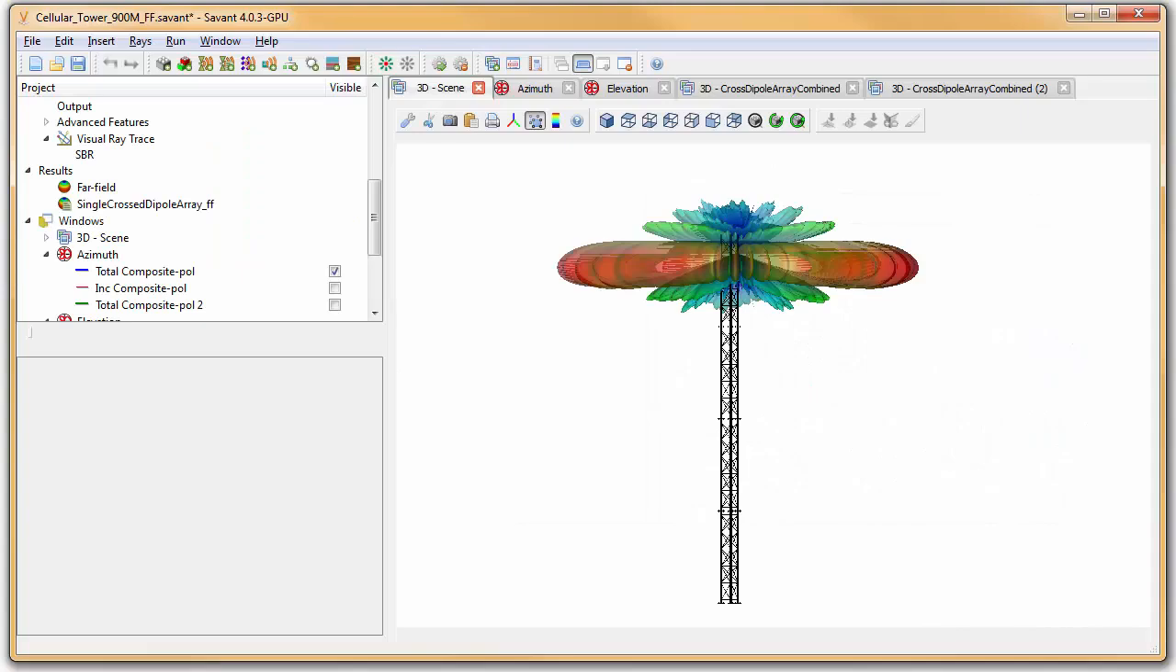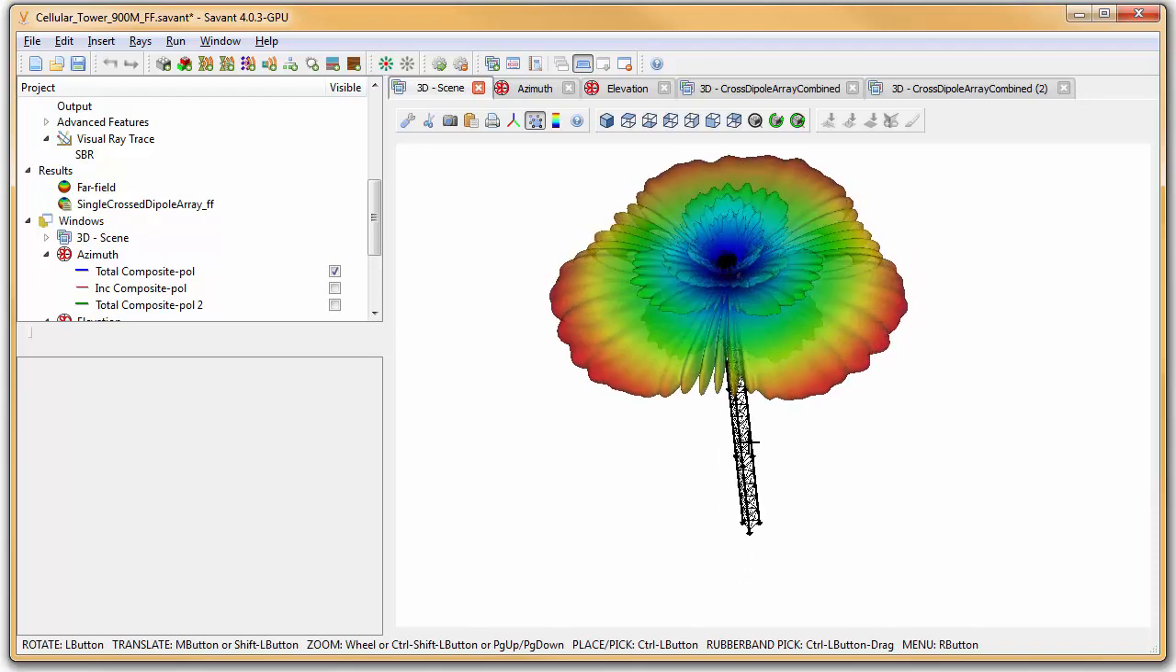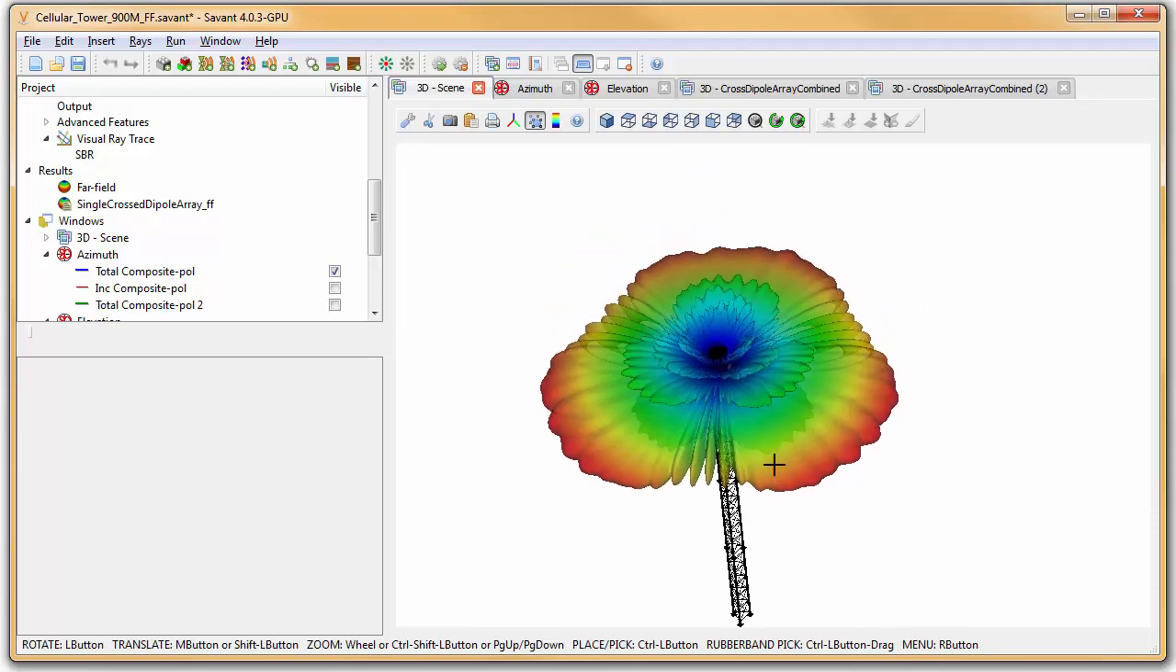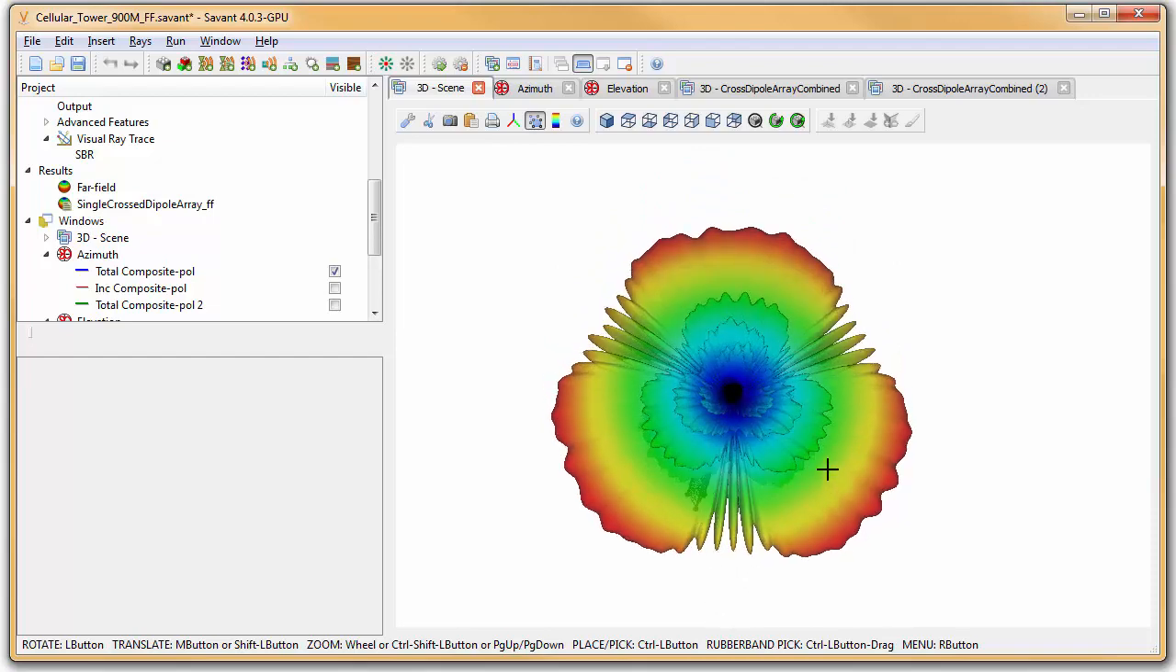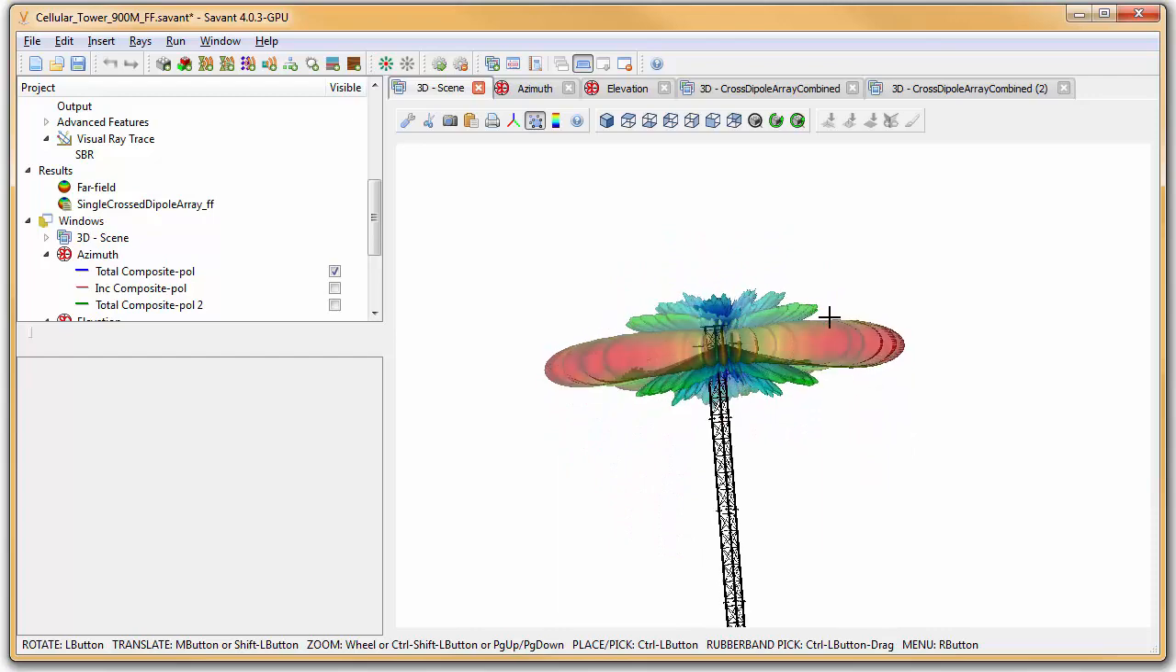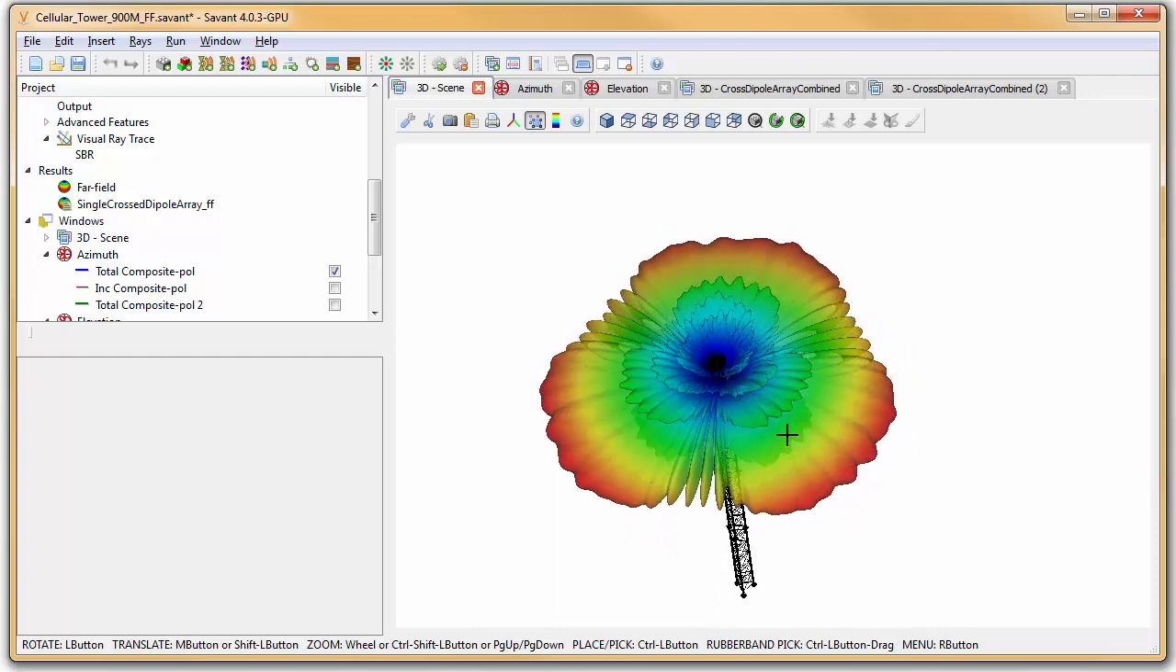Here is our triple array simulation model in the Savant application. You can see here the complete 3D far field radiation pattern when all of the arrays are transmitting simultaneously and each is aimed at a minus 5 degree elevation. As I rotate the model, you can see some interesting features in the far field pattern.